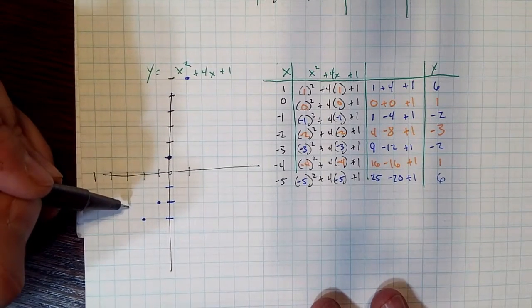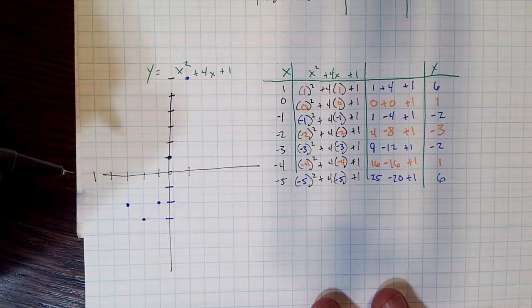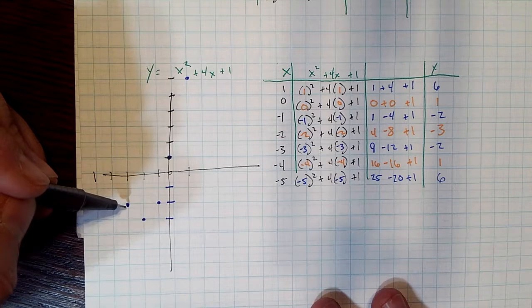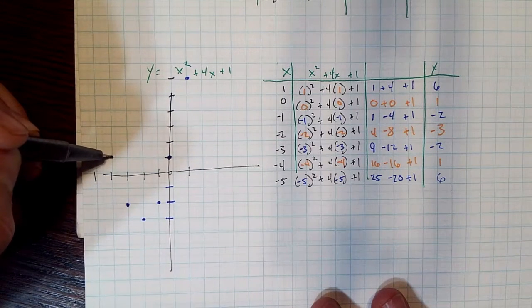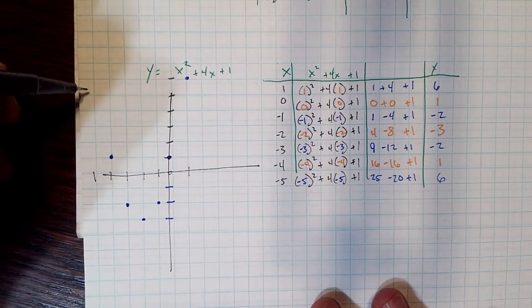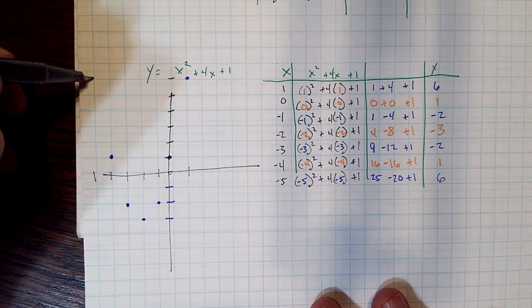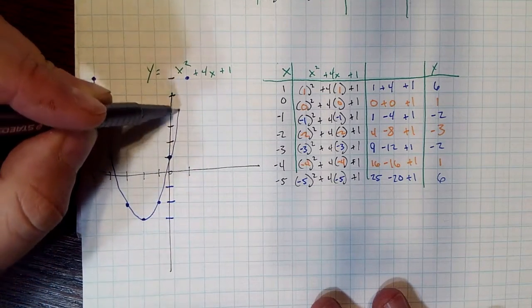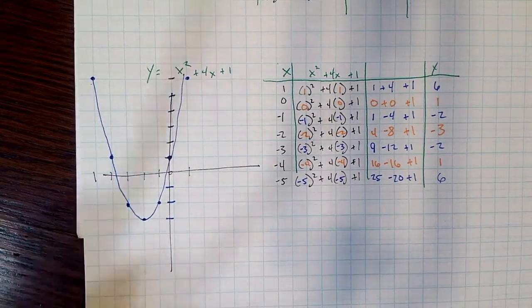Then we go back up. Negative 3, negative 2. Negative 4, 1. Negative 5, 6. And there is your parabola.